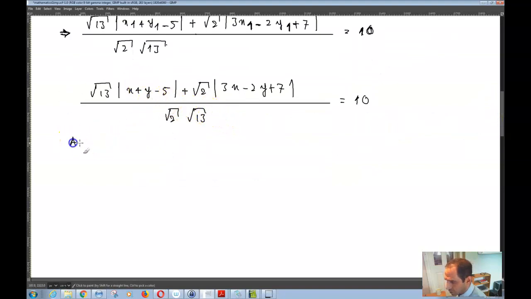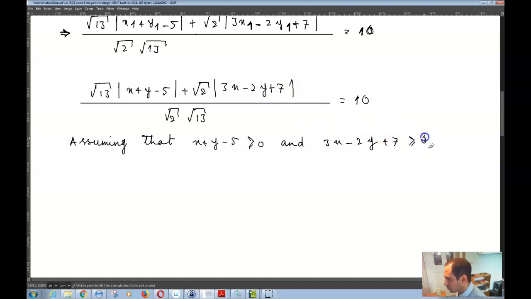And so now, assuming that x plus y minus 5 is greater than or equal to 0, and 3x minus 2y plus 7 also is greater than or equal to 0, then I can write them as, meaning that when I had the absolute value of x equal to 3, I could write x is equal to positive 3 if x was greater than or equal to 0, or I could write positive x is equal to 3. I'm going to do the same thing over here.